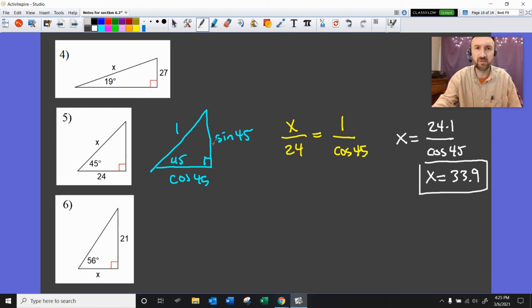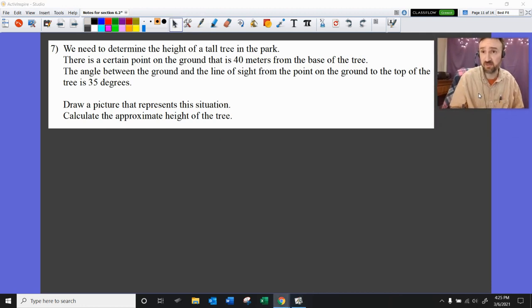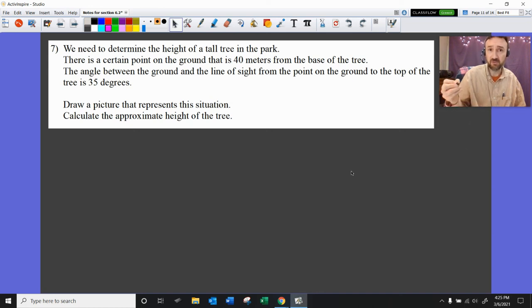I do want to talk briefly about some applications. In these applications, a lot of times what we wind up having to do is understand and interpret a situation. So in this case, we've got this tall tree in a park. It says there's a certain point on the ground that is 40 meters from the base of the tree, and the angle between the ground and the line of sight from the point on the ground to the top of the tree is 35 degrees. So we're going to draw just a sketch of a picture.